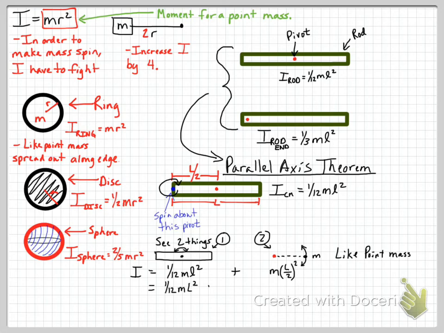As we do this math, we just rewrite what we have above and then distribute the square. So we square the L and then we square the 2 on the point mass, and we end up with 1/12 ml squared plus ml squared over 4. Then we try to get a common denominator, which gives us 3L squared over 12. Adding those together, we get 4/12 ml squared, which is basically equal to 1/3 ml squared.